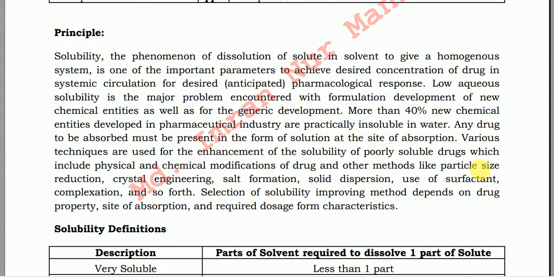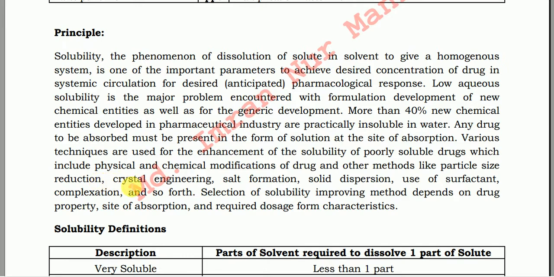The techniques include particle size reduction. We have discussed that if the particle size is large, then it will have a low solubility rate. If the particle size becomes smaller, then it will have a higher solubility rate. And the example was glucose D. Glucose D becomes solubilized at a faster rate than white sugar candy.